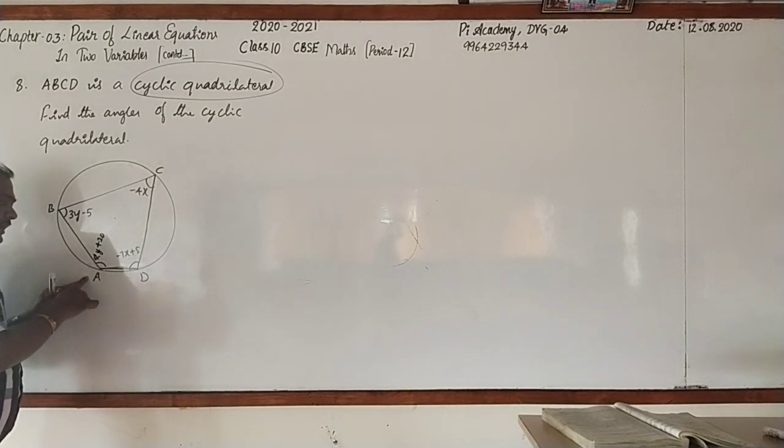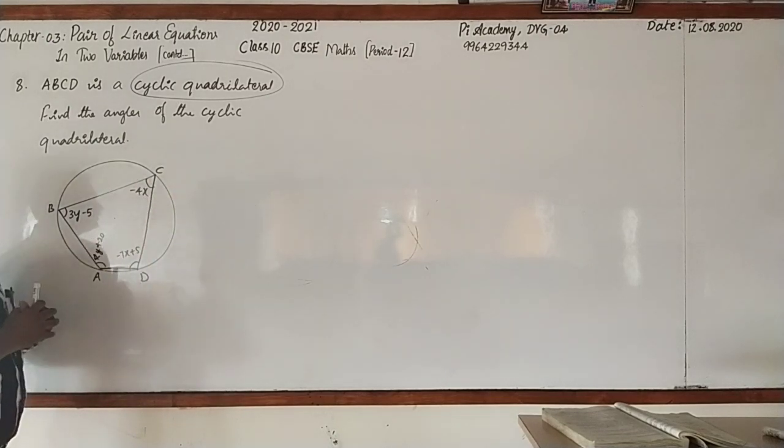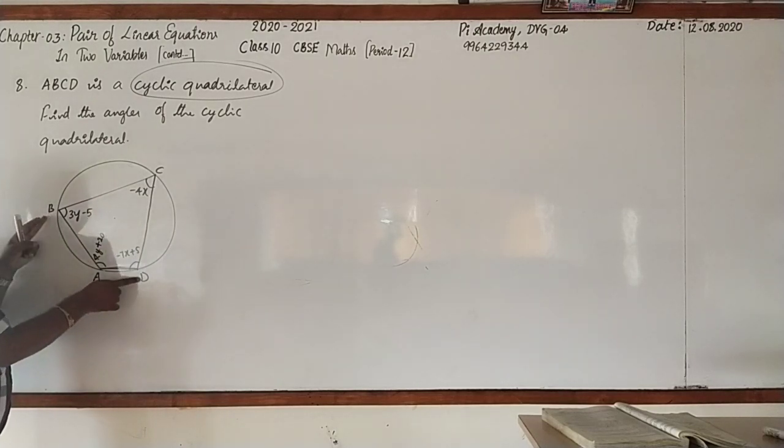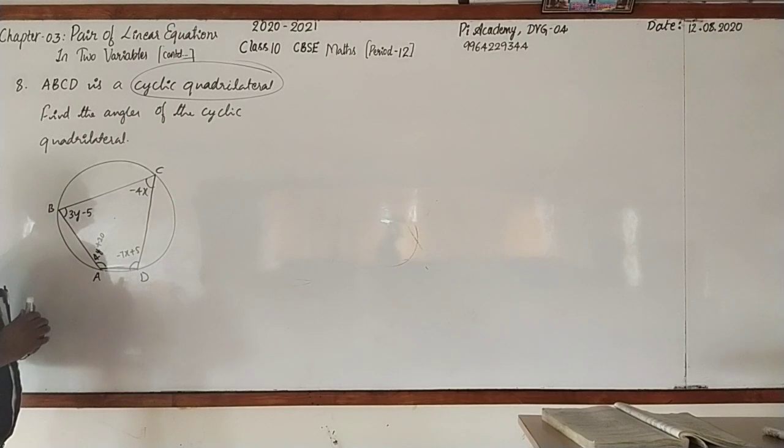Here, I will take angle A, similarly angle C. What type of angles are these two? See, these two are non-consecutive angles, right? What are they called? They are called opposite angles. Similarly, B and D, these two are opposite to each other.